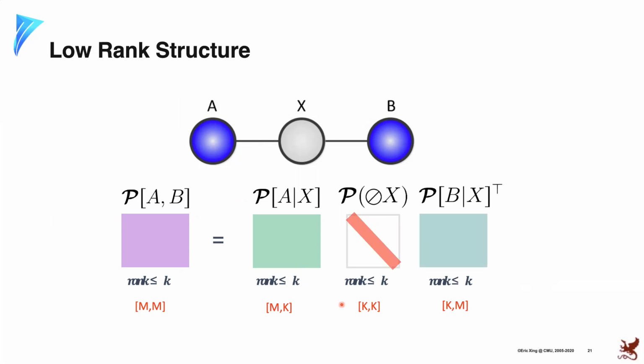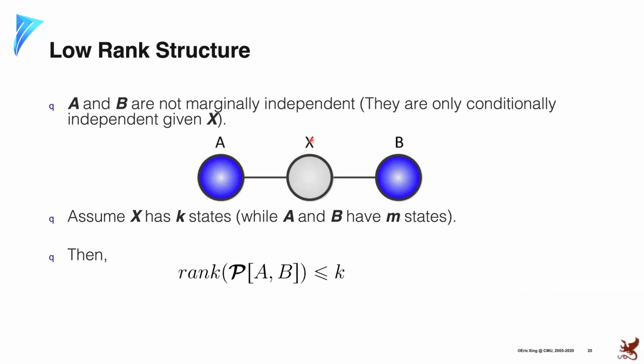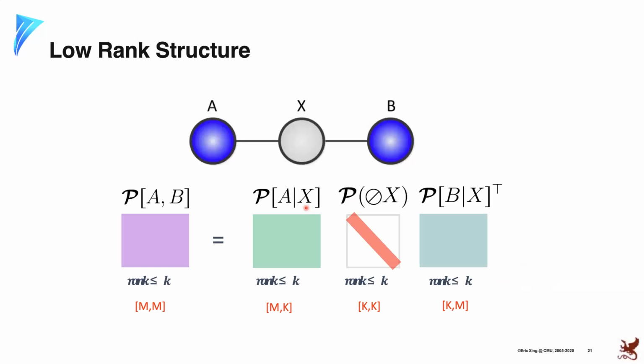So essentially, we know that the rank of the multiplication of these three matrices is smaller than or equal to the smallest rank among all of these matrices. And if we look at this factorized matrix, we can see that P(A given X) and P(B given X) are at most of rank K, because X only will take K states.